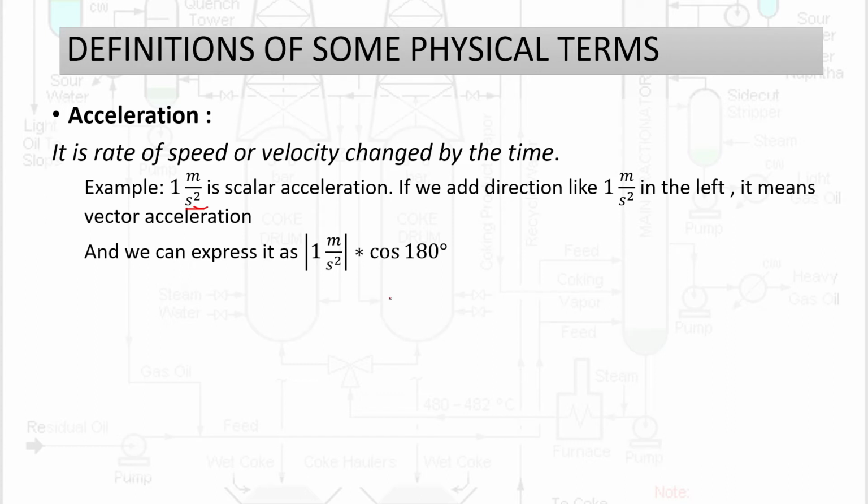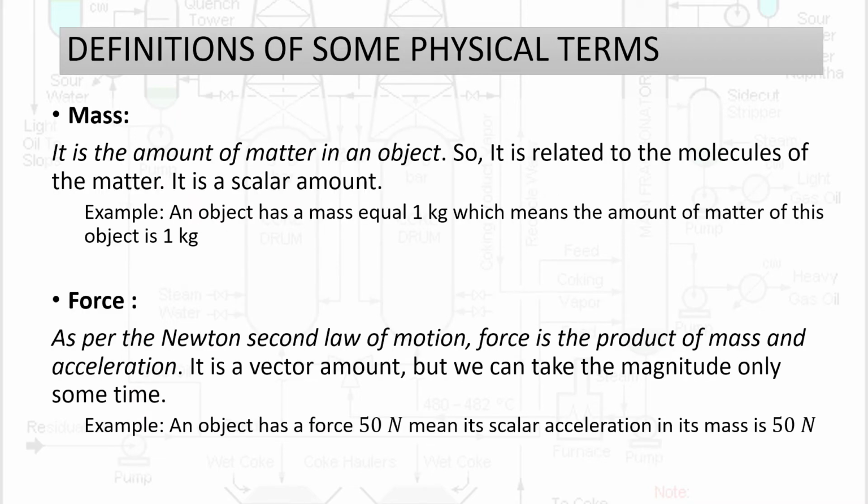Now we mentioned acceleration, distance, velocity. Now we'll go to the mass, which is expressed as the amount of matter in an object. It is related to molecules of the matter. It is a scalar amount. Scalar. It cannot become a vector.